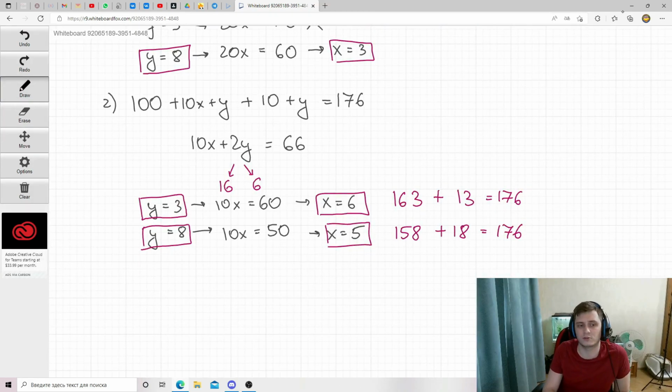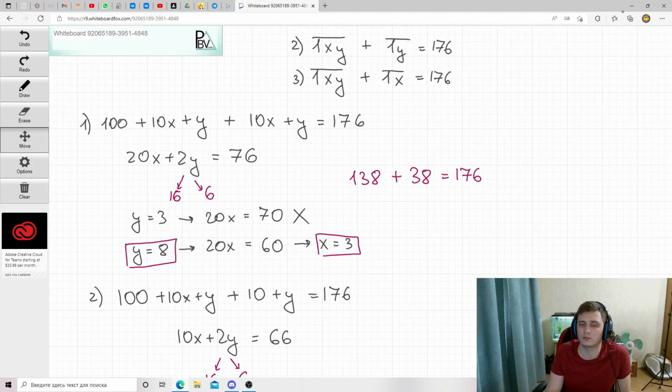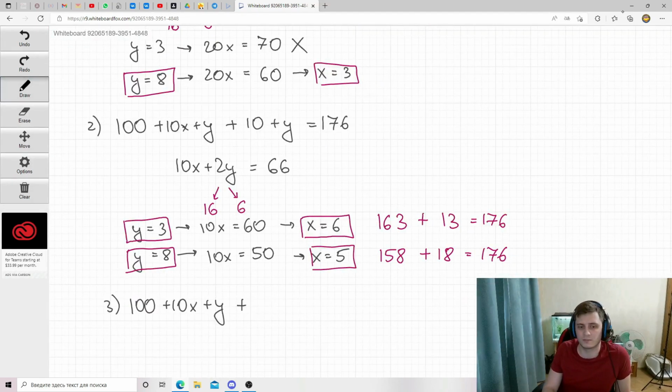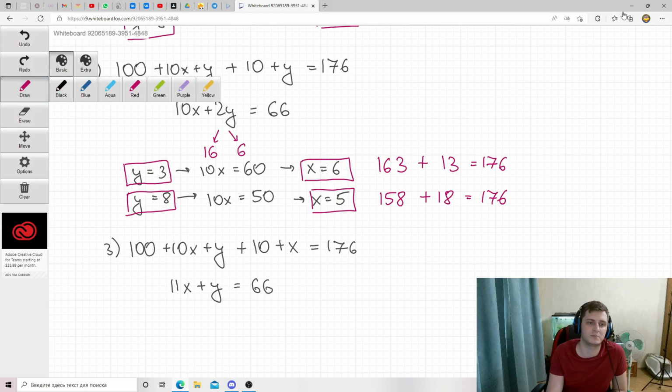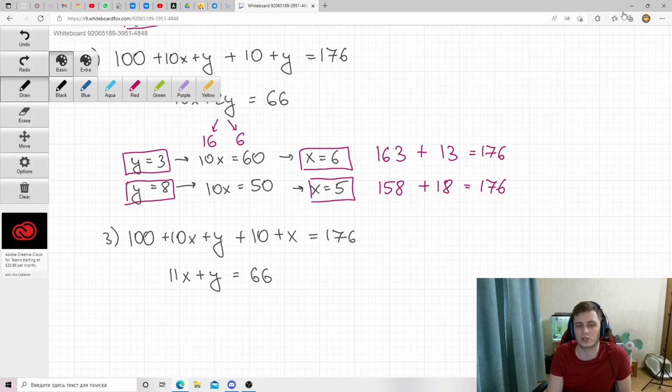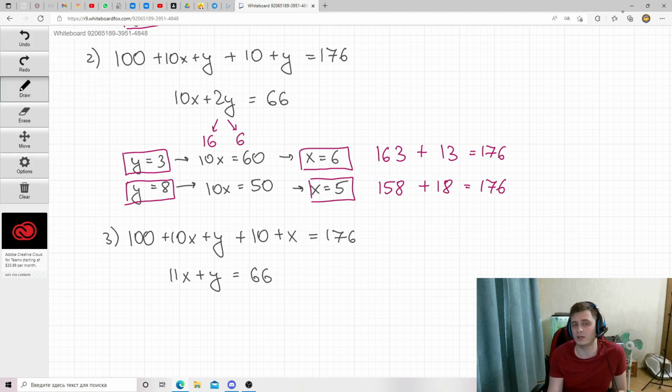We only have the third option left, let's examine it. The first number remains the same, 100 plus 10x plus y. Let's have a look above: 10 plus x equals 176. Next we are doing all the same actions, therefore we have 11x plus y equals 66. Now we have a very interesting moment here, because both x and y can represent the ones digit, because x is now multiplied by 11.